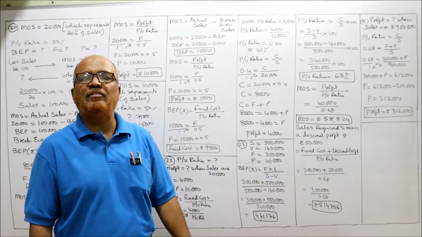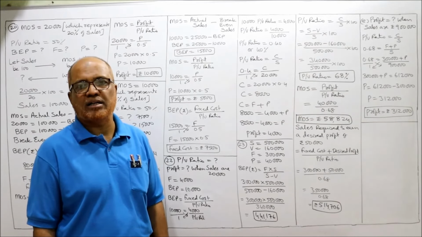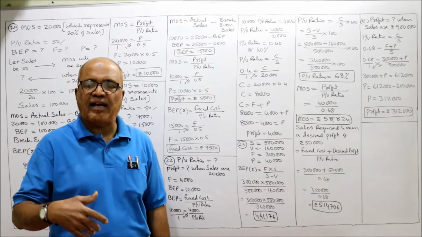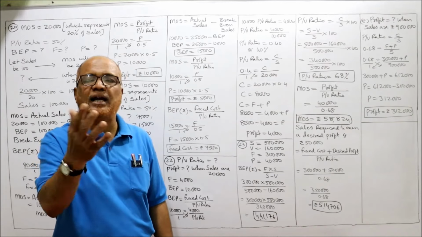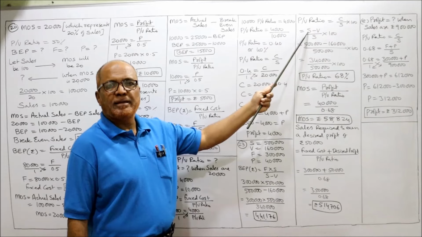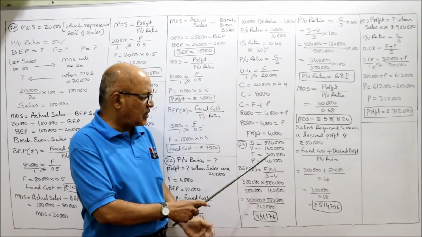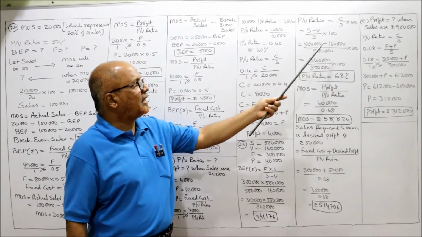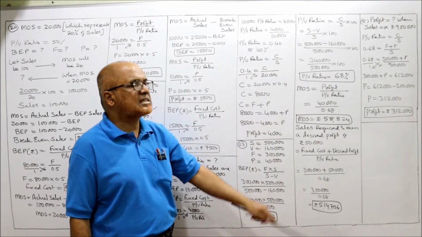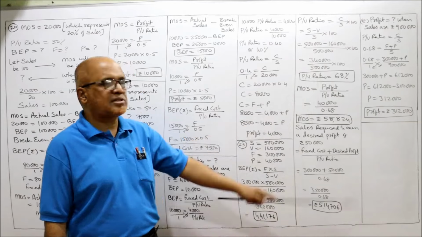Secondly, we can calculate the PV ratio, profit to volume ratio. C by S into 100. Contribution by sales into 100. In place of C, I can take S minus V or I can take F plus P. Both will give you the same answer. I have taken S minus V. Sales minus variable cost. The sales are given 5 lakh, variable cost 1,60,000. You can see here, 5 lakh minus 1,60,000 divided by 5 lakh into 100. 340 divided by 500 into 100. 68%. Second question completed. PV ratio we got 68%.